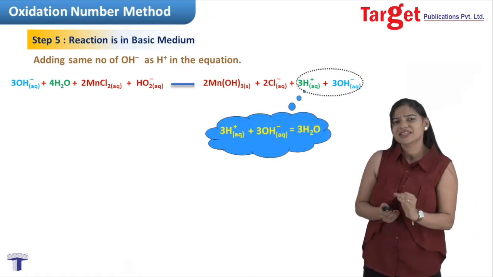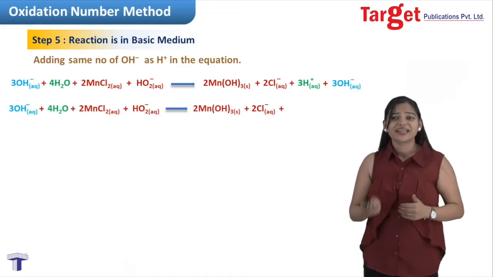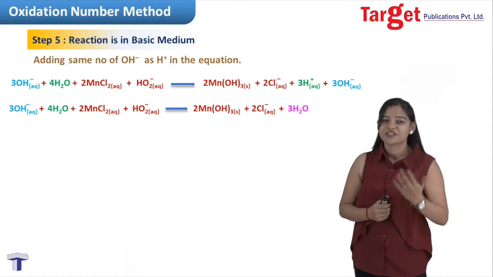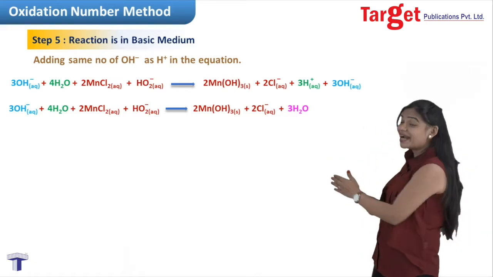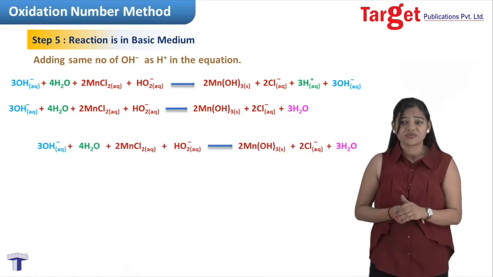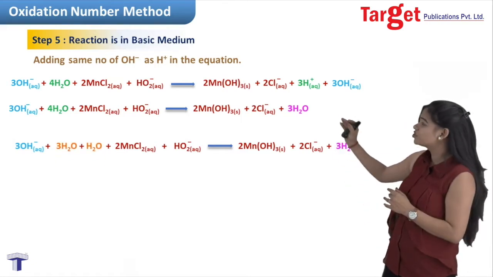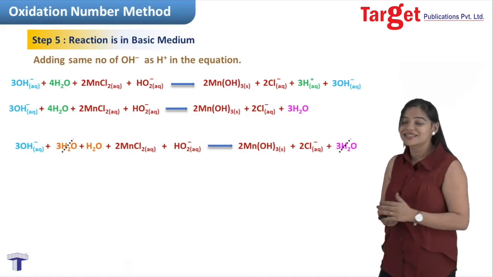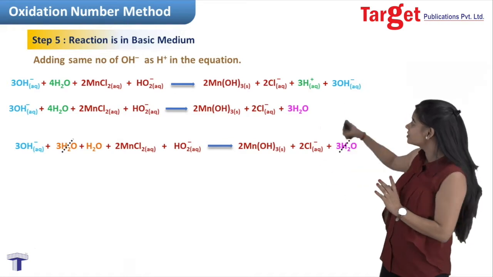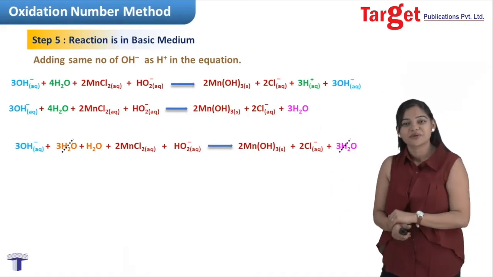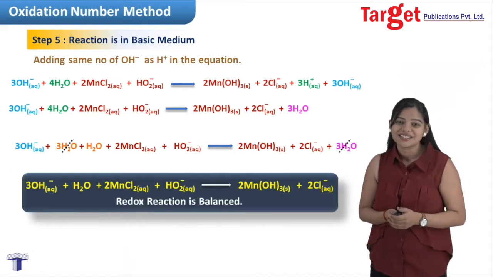Students, 3 H plus and 3 OH minus combine to give us 3 H2O molecules. So instead of writing 3 H plus and 3 OH minus, we can substitute it by writing 3 H2O. But students, can you see on the reactant side, again we have water molecules, that is we have 4 water molecules which we can split and write as 3 H2O plus H2O. So now can I cancel water molecules on both sides which are the same? That is, I'll cancel out 3 H2O on reactant as well as product side. And here I get the final reaction which is a balanced reaction.